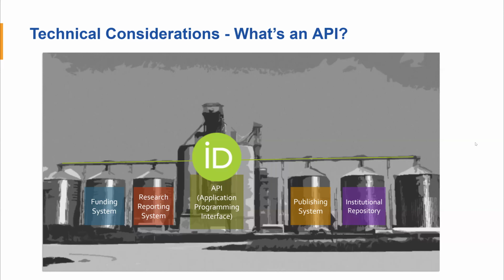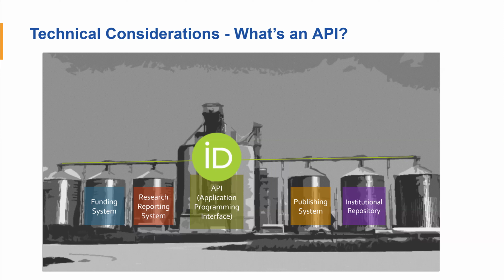So the first thing to really take a look at is, what is an API? The application programming interface that Kayla mentioned earlier. So an API is really a piece here that connects your different systems to ORCID.